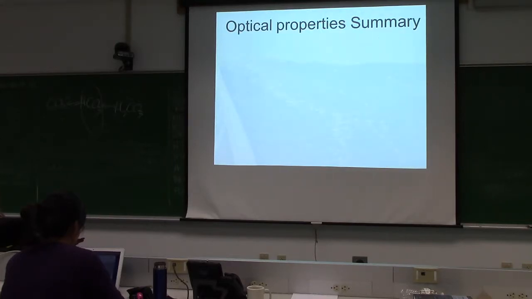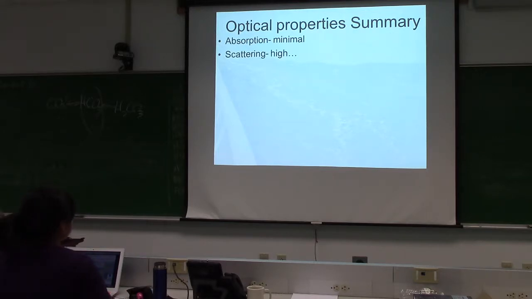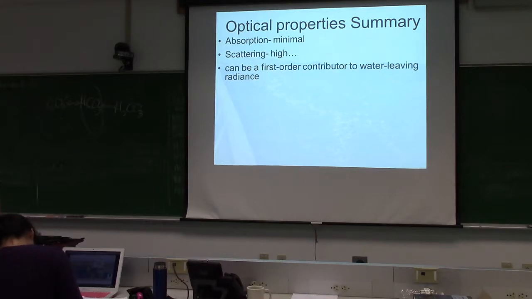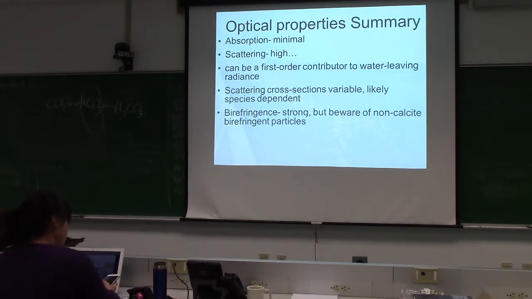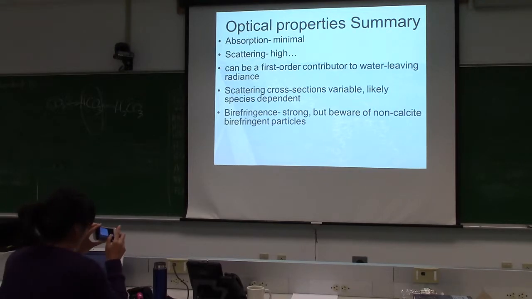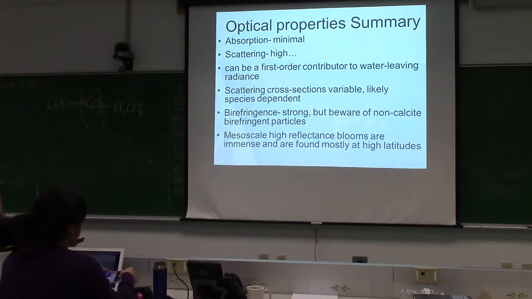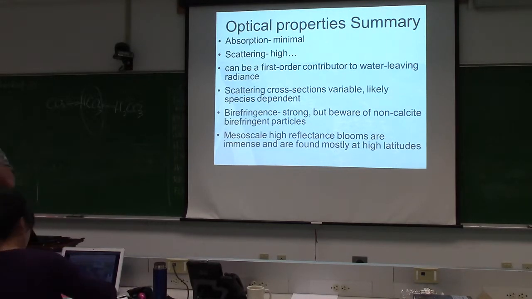So, a summary of the optical properties. The absorption is minimal for calcium carbonate, though there may be some down in the UV. The scattering is high. It can be a first-order contributor to water-leaving radiance. The scattering cross-sections are variable and likely species-dependent. The birefringence is strong, but beware of non-calcite birefringent particles. Mesoscale high reflectance blooms are immense and are found mostly at high latitudes.